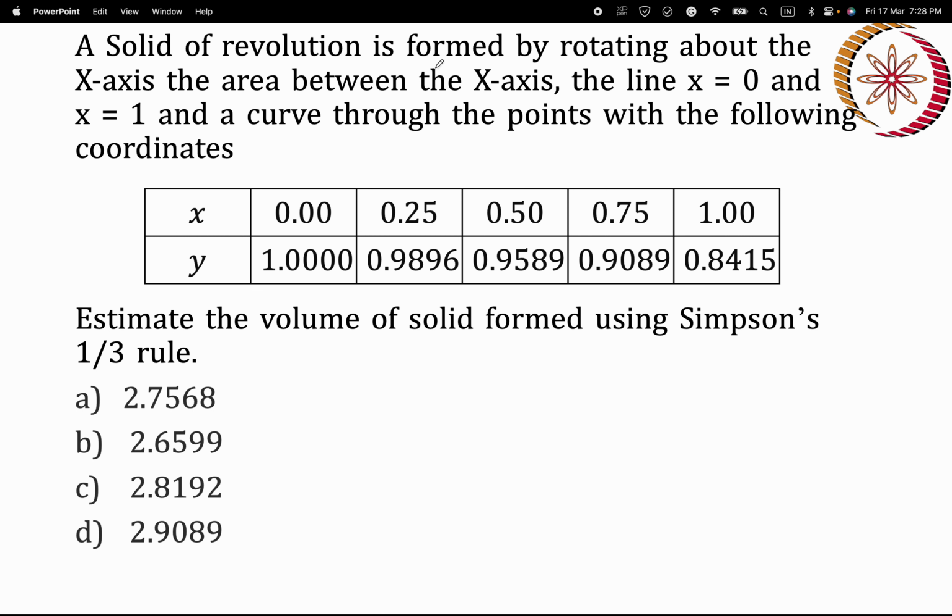A solid of revolution is formed by rotating about the x-axis the area between the x-axis, the line x equal to 0 and x equal to 1, and the curve through the points with the following coordinates. Estimate the volume of the solid formed using Simpson's 1/3 rule. First of all we'll talk about the volume of revolution, and after that we'll see Simpson's rule and apply it.